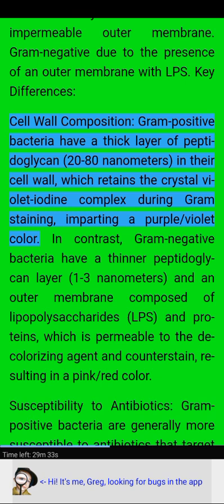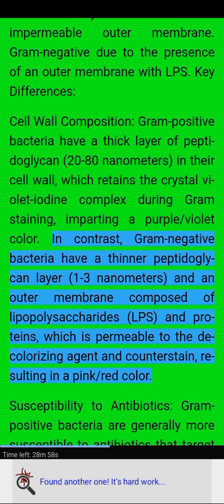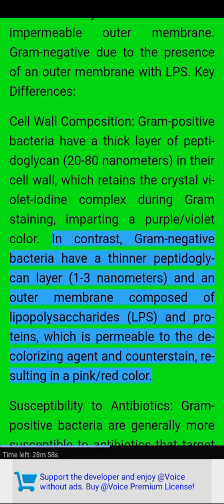Cell wall composition. Gram-positive bacteria have a thick layer of peptidoglycan, 20 to 80 nanometers, in their cell wall, which retains the crystal violet iodine complex during Gram staining, imparting a purple-violet color. In contrast, Gram-negative bacteria have a thinner peptidoglycan layer, 1 to 3 nanometers, and an outer membrane composed of lipopolysaccharides, LPS, and proteins, which is permeable to the decolorizing agent and counterstain, resulting in a pink-red color.